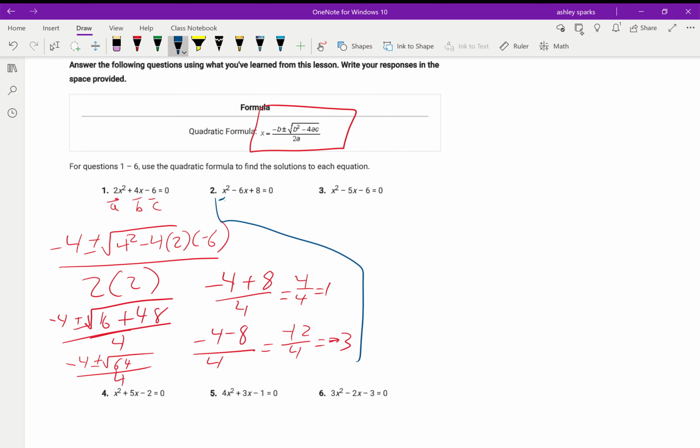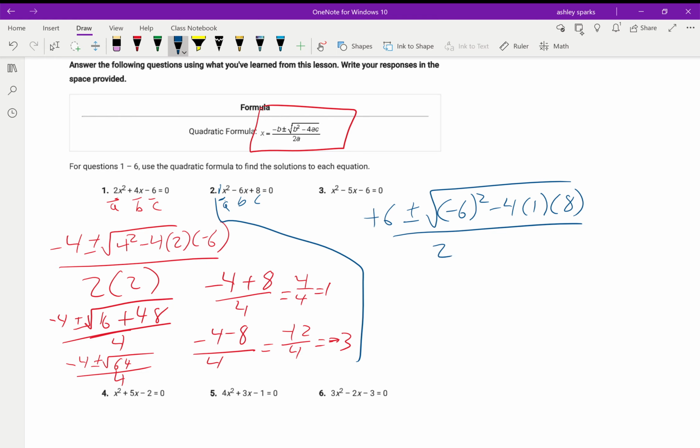If you have a question here, like where there's nothing in front here, remember that that's really a 1. So I have A, B, and C, and I can plug them in. So negative B, so that negative 6 would become a positive 6. I change the sign. Plus or minus the square root of negative 6 squared minus 4 times 1 times 8, all over 2 times 1.